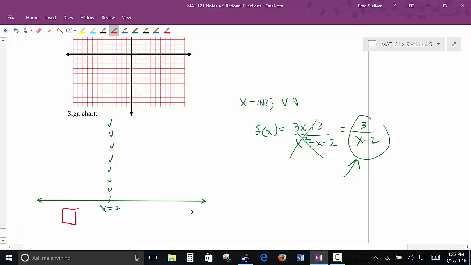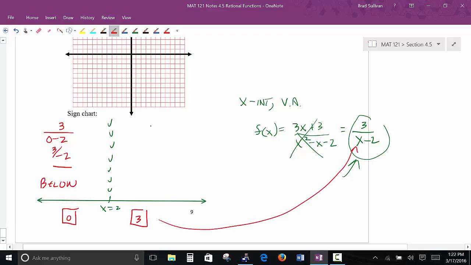So let's do 0. That's a number that's less than 2. Plug it in, so you're going to have 3 over 0 minus 2. That's 3 over negative 2, which is a negative number. That means you're going to be below the x-axis. So when we draw our graph, we're going to be below the x-axis. Now let's take a test point bigger than 2. Let's take 3. Plug the 3 in there. You're going to have 3 over 3 minus 2, so that's 3 over 1.